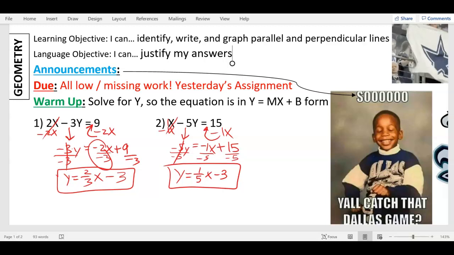Okay. So again, you got missing work or low work to fix. Great, do it. But yesterday's assignment needs to get done. Last day in class was working on that. It will be under. This stuff is under test, parallel and perpendicular lines. You got to be able to do it. If you get stuck on it, happy to help you. Got to use your voice. Got to let me know. Okay. Let's go and get started.